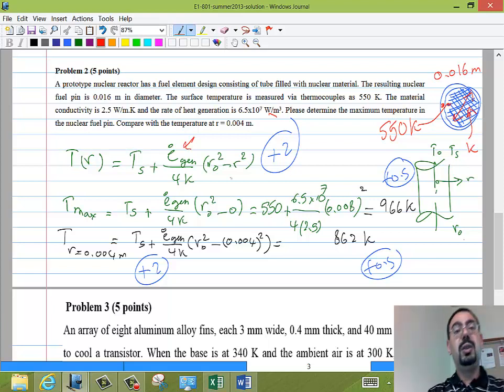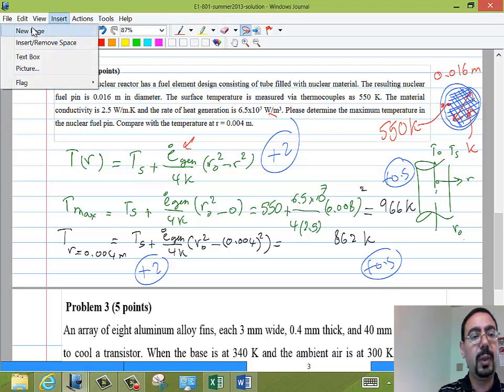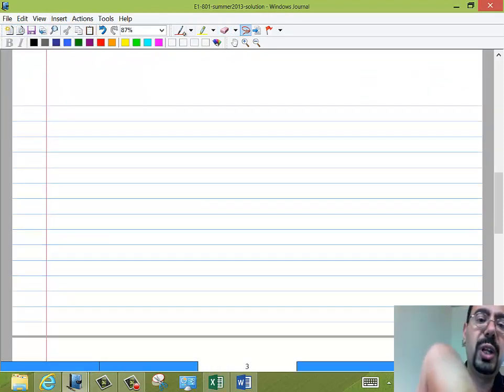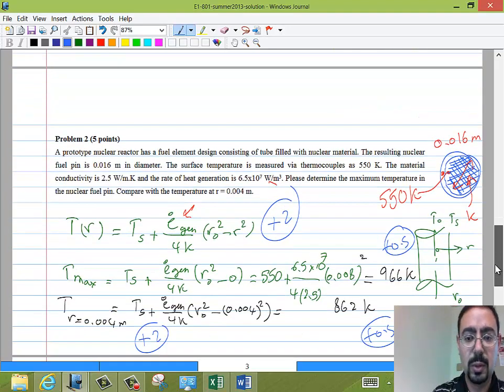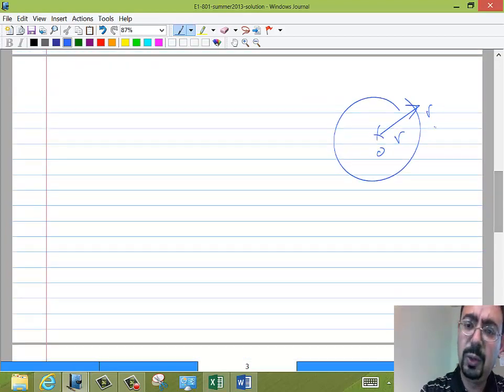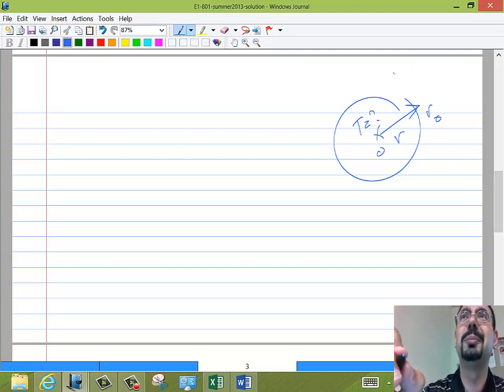So you can start this problem from scratch, saying that, well, I have this cylinder, and the radius r starts from 0 all the way to r naught. What did we call it? r surface? r naught. r naught. And the temperature here, I don't know. Actually, he's asking for it. He didn't really ask for it. He said, what's the maximum temperature?